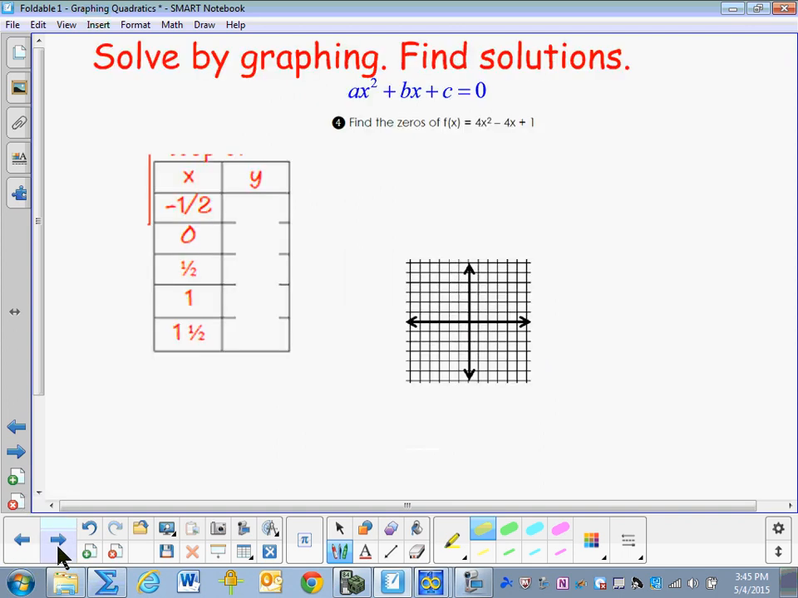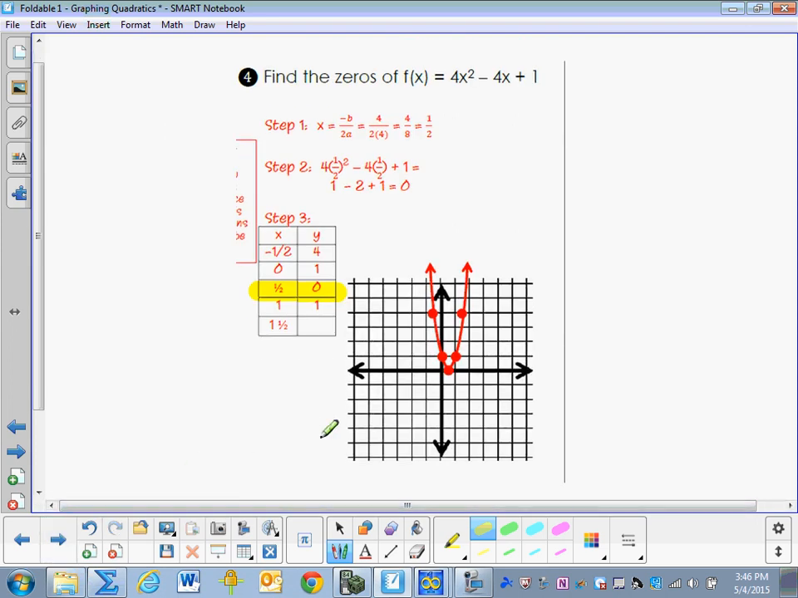And number 4, find the zeros of f of x equals 4x squared minus 4x plus 1. And that's the same thing, just in a different format. Instead of writing y equals, we wrote f of x. And the zeros, or where y is 0, that's just another word for solutions or x-intercepts. And here again, we only have one solution because the vertex is the point of intersection, and 1/2, 0 is our solution.